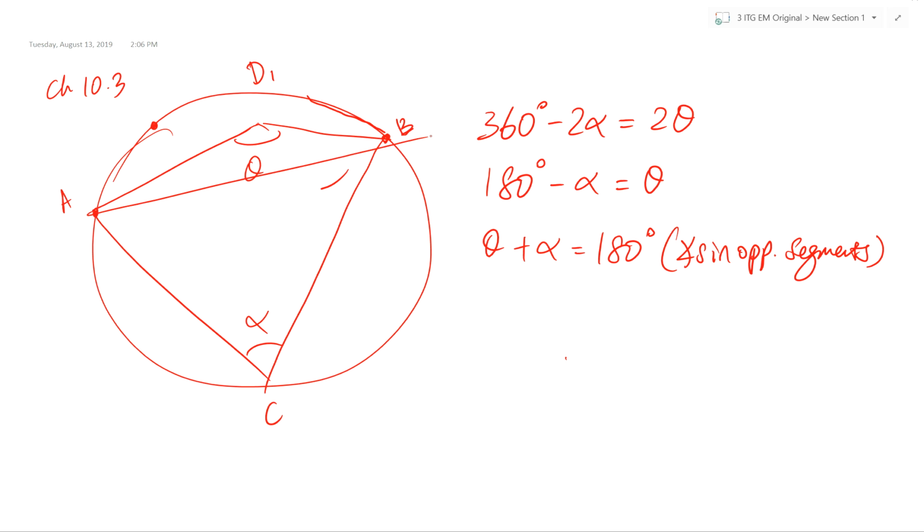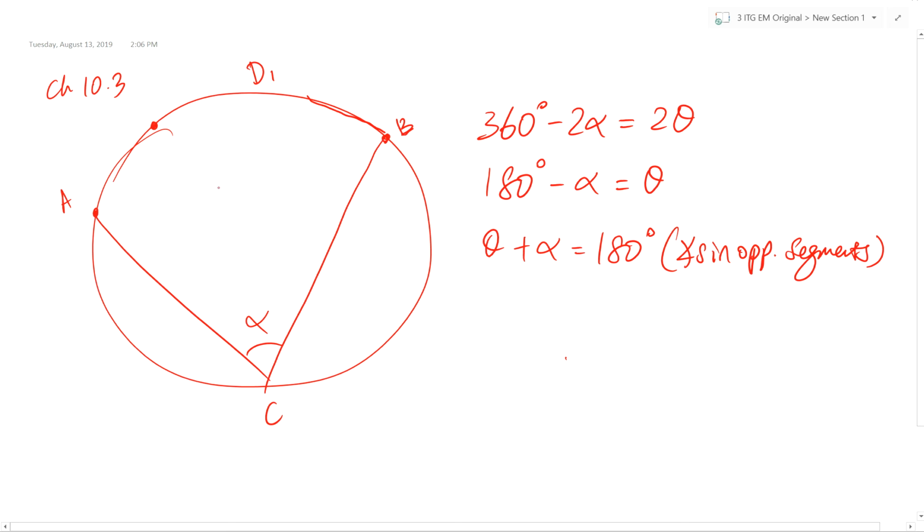I could have drawn it like this, and I'll get a different angle. I can draw it like this, and I'll get a different angle. So if you have a question like this, it can't be done. It is ambiguous. Okay? So this one, no answer. Ambiguous. Not confirmed, not clear, not specific. Okay?